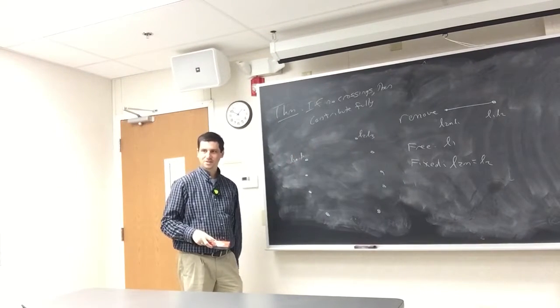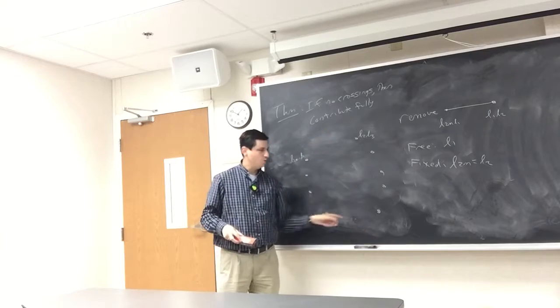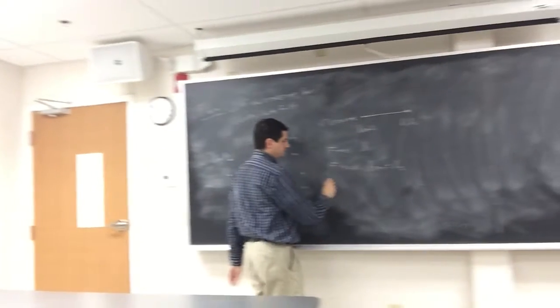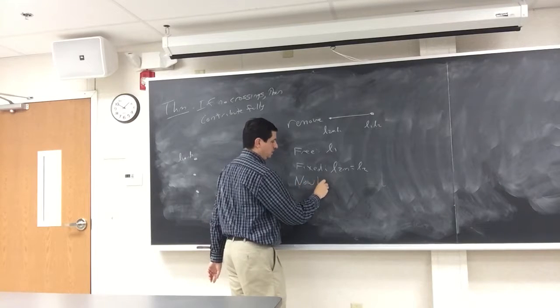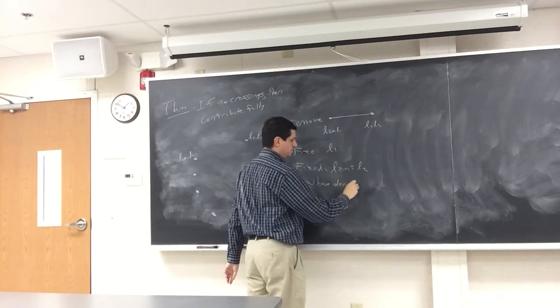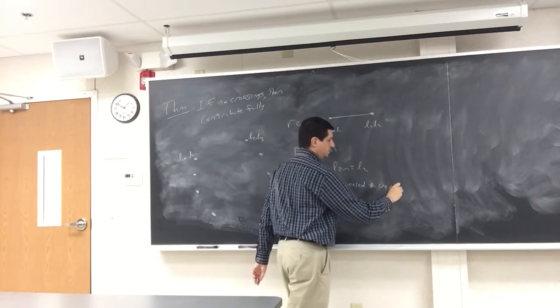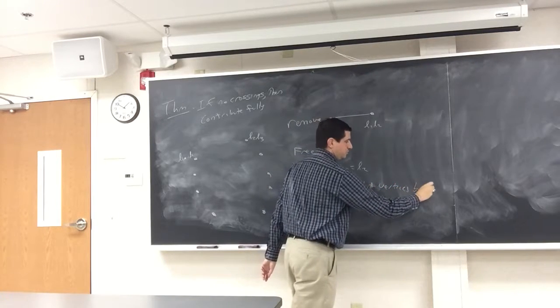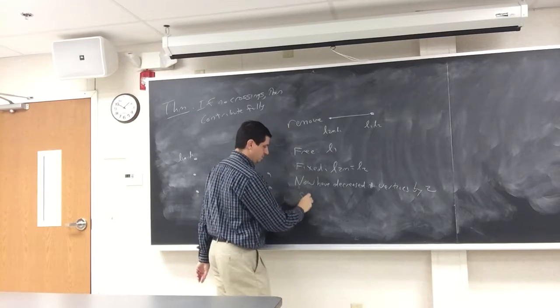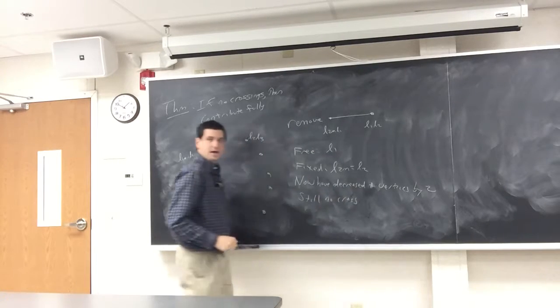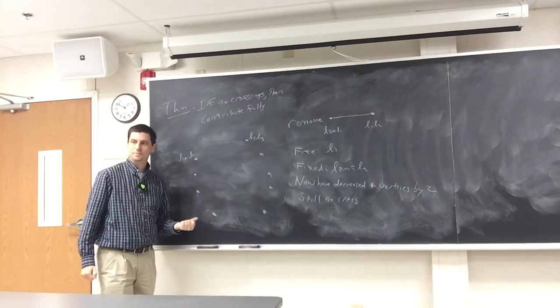And now, choose some adjacent pair. But now this is exactly what we wanted. This is now lower. We have now decreased the number of vertices by 2. Still no cross. And now by induction, this contributes fully.